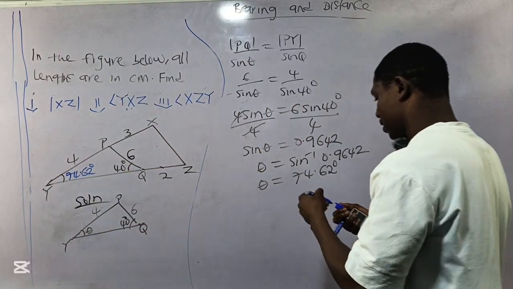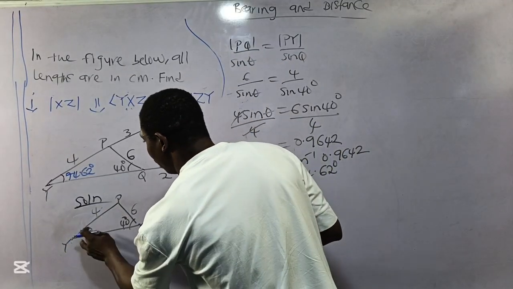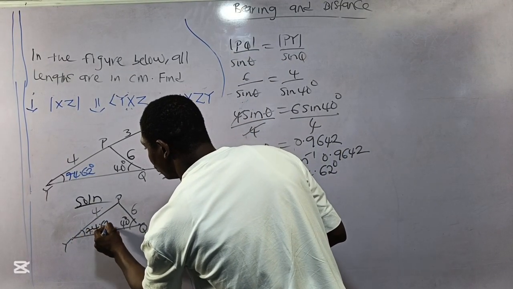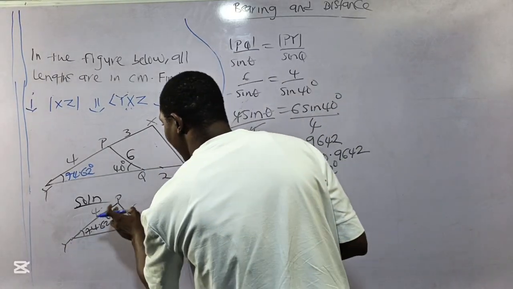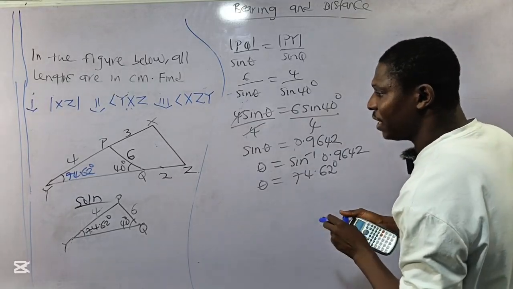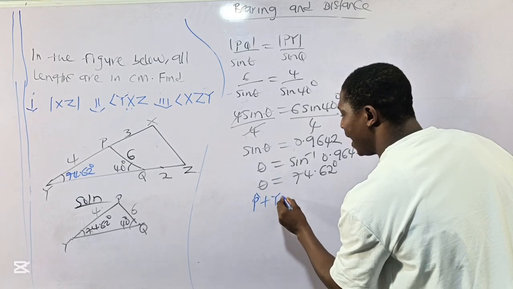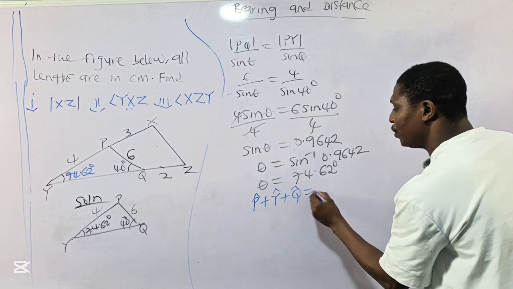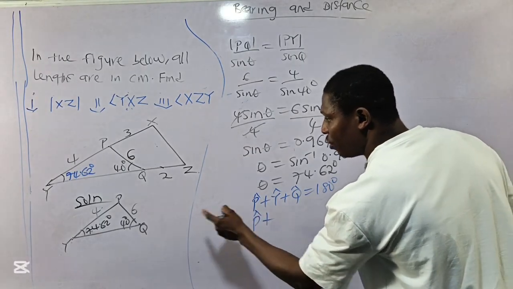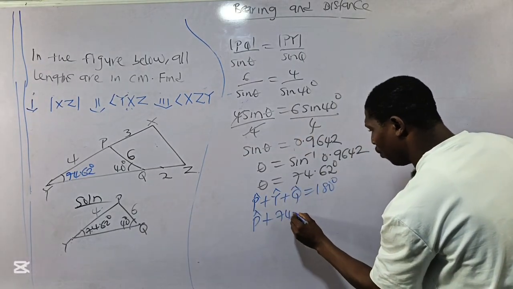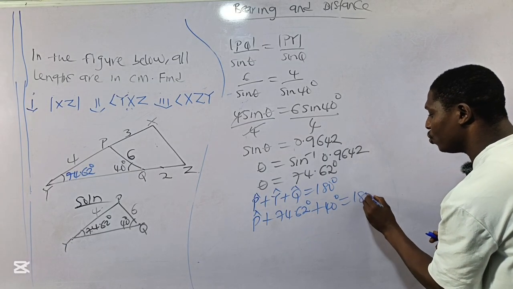74.62 degrees. After getting theta, I can therefore get my YQ. But before I can get my YQ, I should know angle P. But remember, in that little triangle there, P plus Y plus Q must be equals to 180 degrees, sum of angles in a triangle. And I'm looking for my P. My angle Y there represents theta, which is 74.62 degrees, plus my angle Q, which is 40 degrees, equals to 180 degrees.